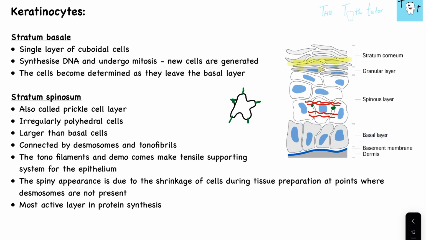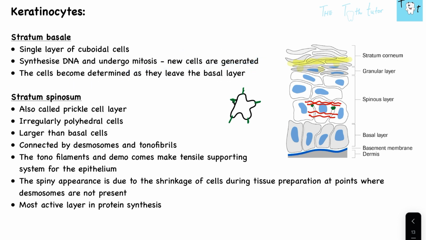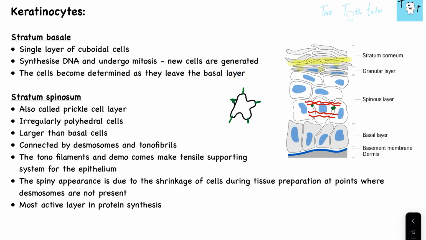Now moving on to the keratinocytes, looking at the first layer, the stratum basale, it is a single layer of cuboidal cells. They synthesize DNA and undergo mitosis. So only this layer will undergo mitosis and new cells are generated. The cells become determined as they leave the basal layer. What determination means is that they are ready to differentiate.